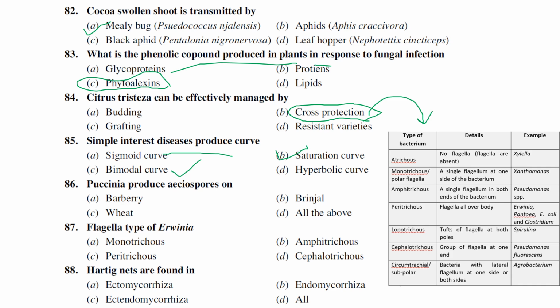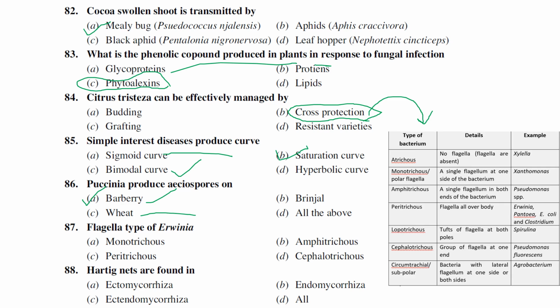Puccinia produces aeciospores. I think in previous sessions also we have discussed aeciospores and pycniospores. These two spores are produced on the secondary host, that is Barberry. On the primary host, wheat, teliospores and urediniospores are produced. The answer is Barberry.